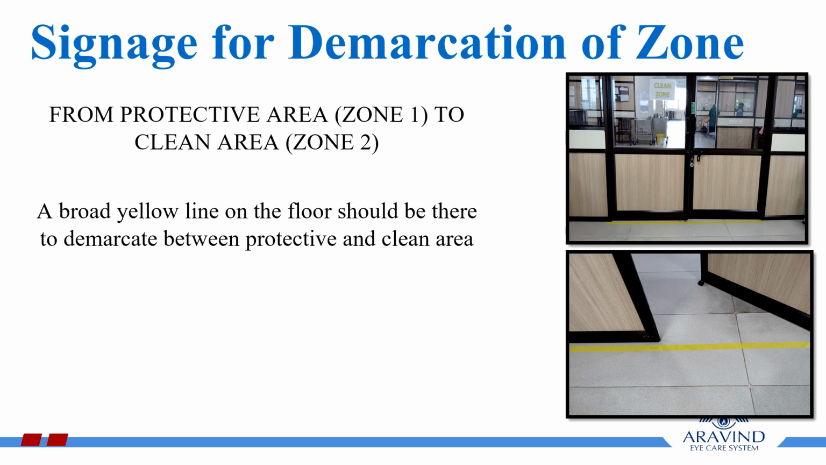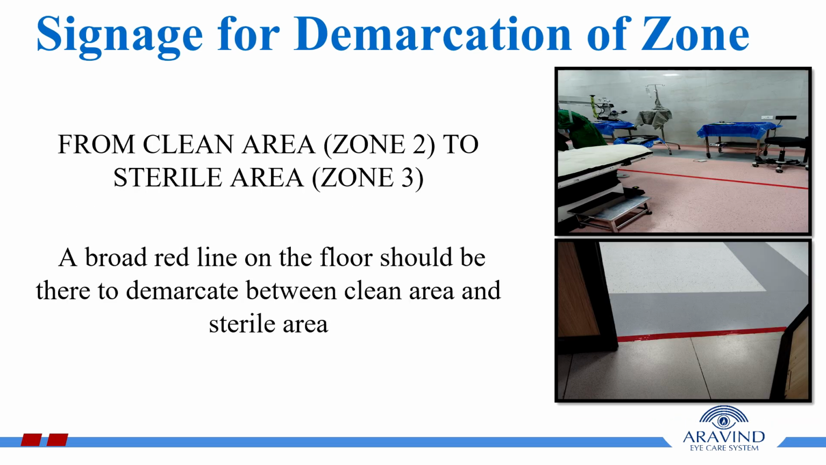Signage for demarcation of zone. From protective area zone 1 to clean area zone 2, a broad yellow line on the floor should be there to demarcate between protective and clean area. From clean area zone 2 to sterile area zone 3, a broad red line on the floor should be there to demarcate between clean area and sterile area.